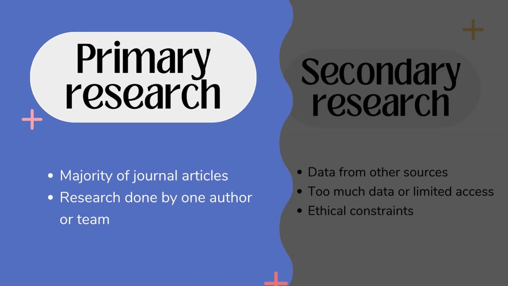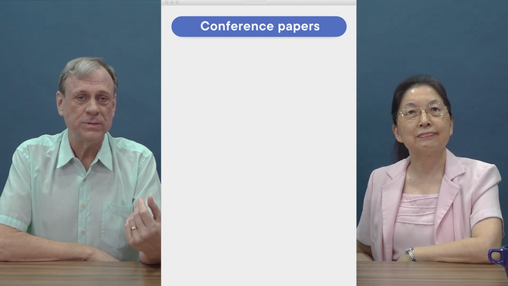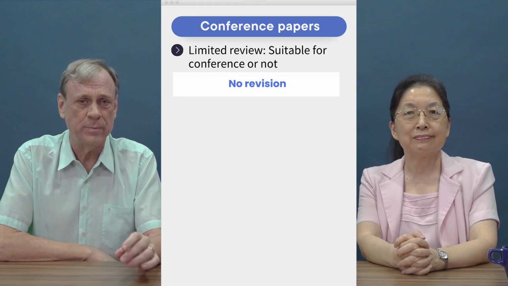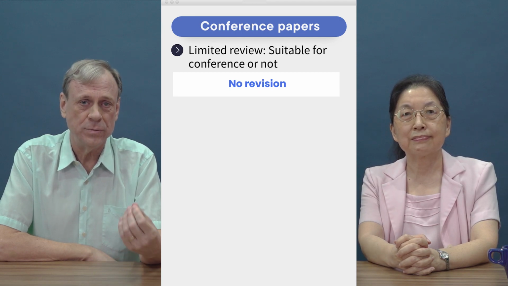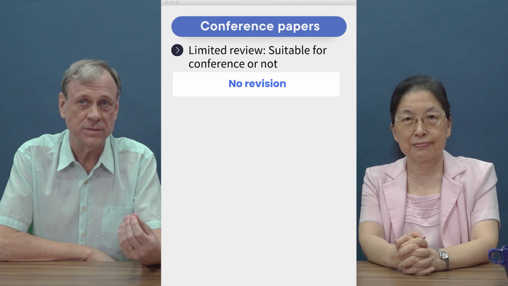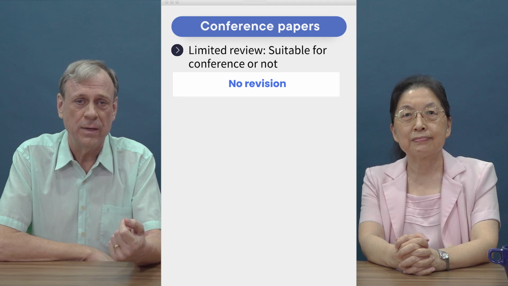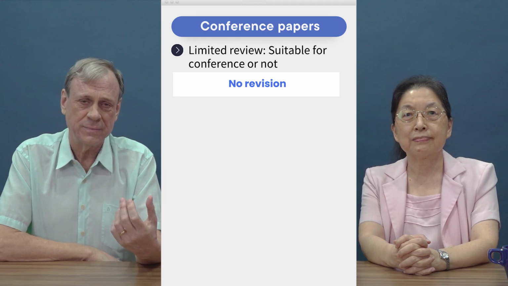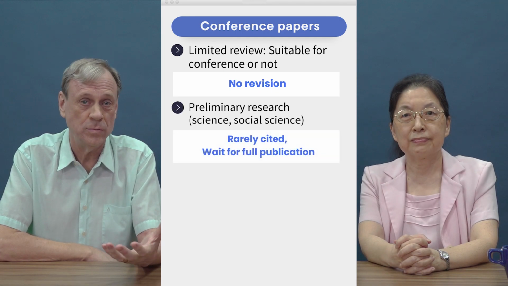We might think primary is the best, the only research. But secondary, it's secondary. Then you're wrong. And then you have conference papers. Conference papers are different from research papers because they have limited review. Usually the review is limited to, is it suitable for this conference? There's no revision usually, it's just the author's contribution. And so it's not treated as seriously as a journal article that's been reviewed by at least 2 blind reviewers.